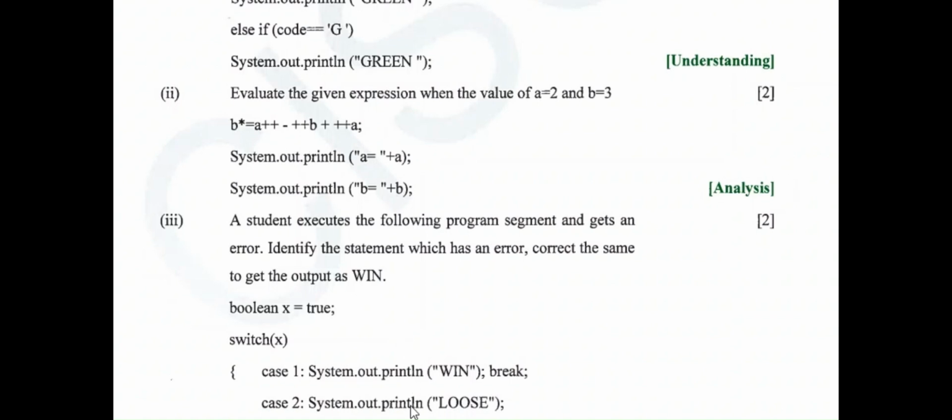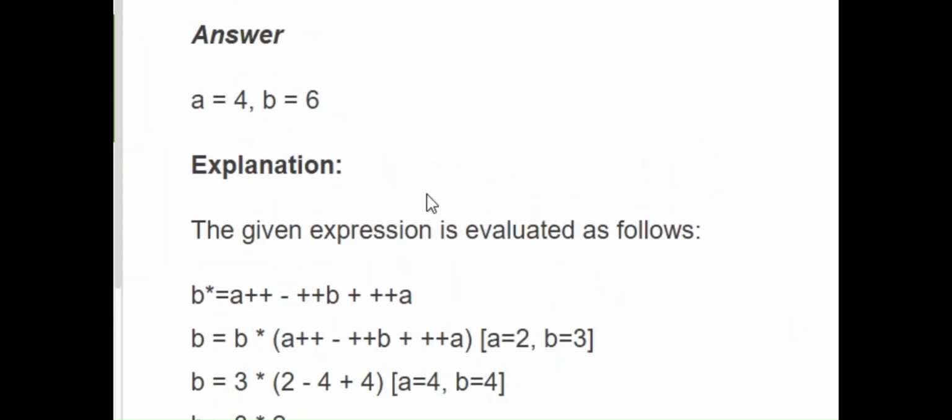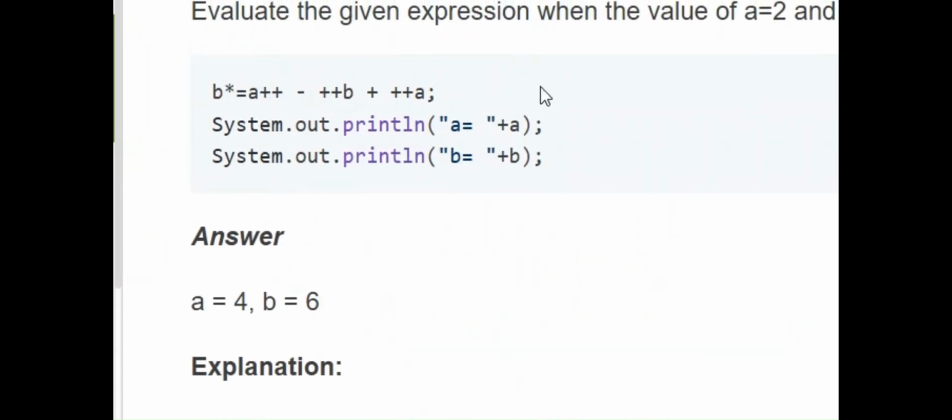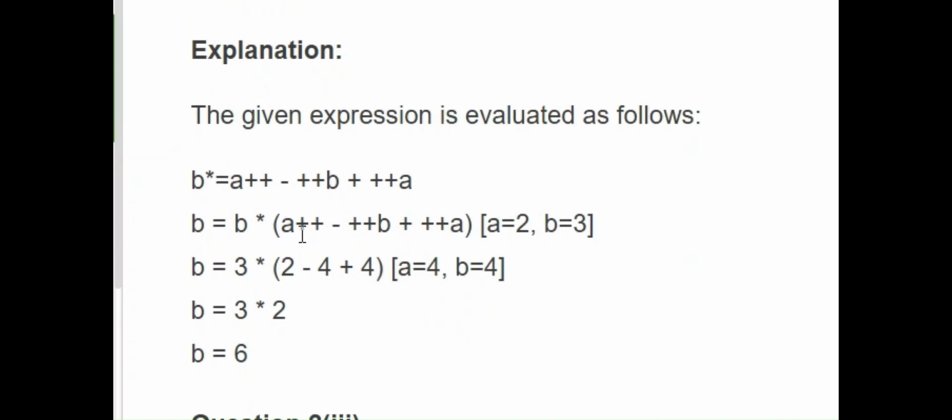Now come to the solution. Value of a is 4. This is the question, value of a is 2, b equal to 3. So here a is 2 post increment, so this is 2, then this is 3. This is ++a means pre increment, so this is your 4. Value of a is here 4, here is 2. So final value of a is 4. Now value of b is 3.